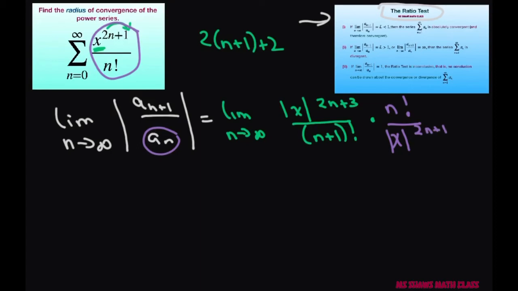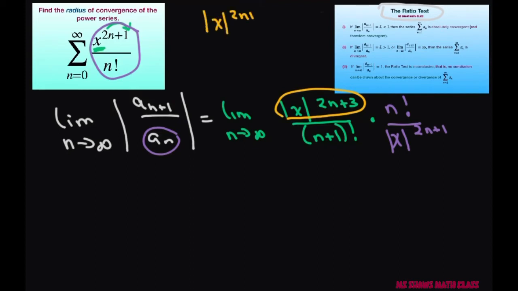All right, now let's simplify all this. Let's do the x part first. When you look at the x part, this is the absolute value of x to the power of 2n plus 1 minus, because this is in the denominator, 2n plus 1. So this is going to give you the absolute value of x squared. Put the square inside, and since it's squared, that's just going to be x squared. So let's pull that out. So we have x squared.